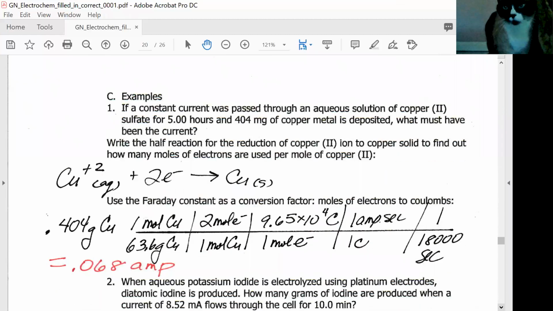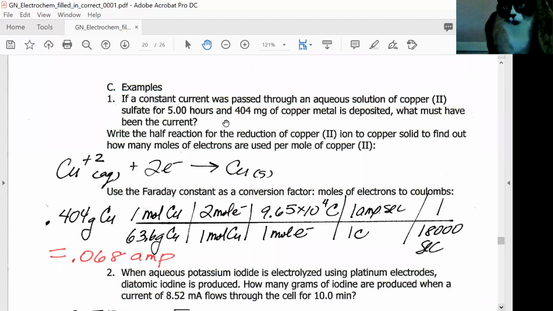Okay, so we're going to do some examples. We have a constant current passed through copper sulfate for 5 hours, and 404 milligrams of copper is deposited. What must have been the current? We're going to start by writing the half reaction: copper ion plus 2 electrons goes to copper solid. And now we get to do a series of conversion factors.